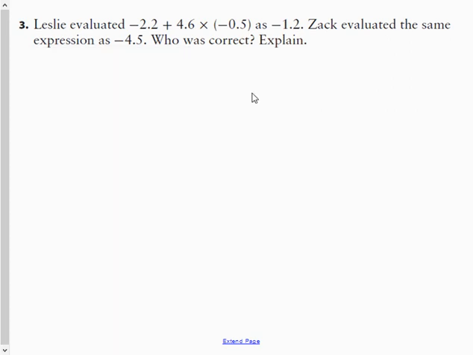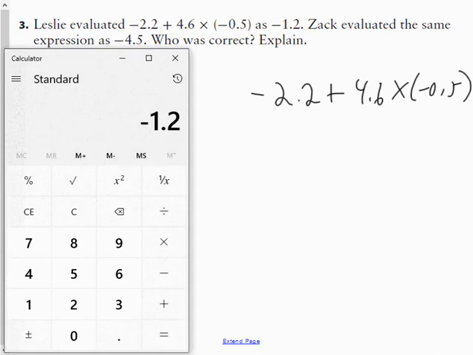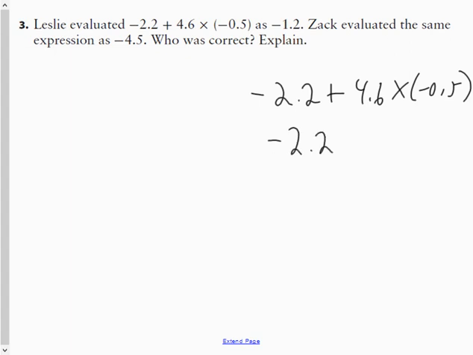Now what I'm going to do here is make sure my calculator used BEDMAS properly. So I'm going to write down the question, and do my own BEDMAS with the calculator. The first thing I need to do is the multiplication. So 4.6 times negative 0.5 equals negative 2.3. So this is negative 2.2 plus negative 2.3. Am I right so far?